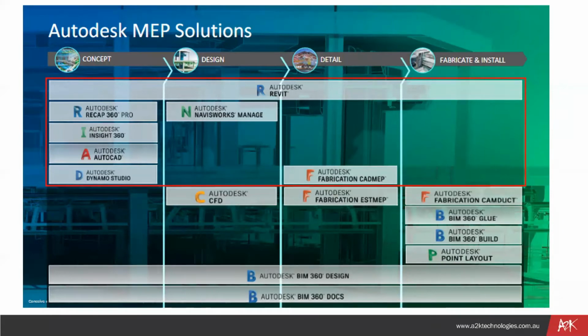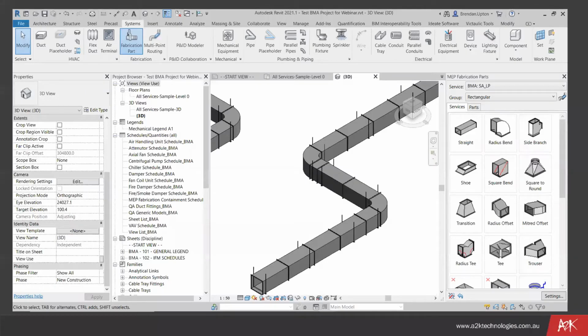Let me jump into the next slide. It's a pretty basic slide, but it hopefully hones in on what I want to show today. For those of you who don't know, what are we talking about? The fabrication parts in Revit. This is the new integration into Revit over the last few versions, them bringing in these fabrication parts. So this is the fabrication database of parts that has come from those core fabrication products, CAD, Est, and Cam.